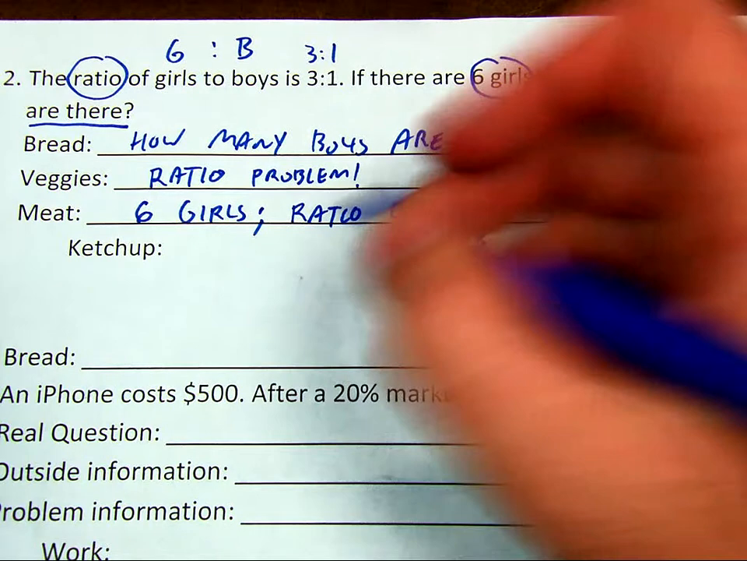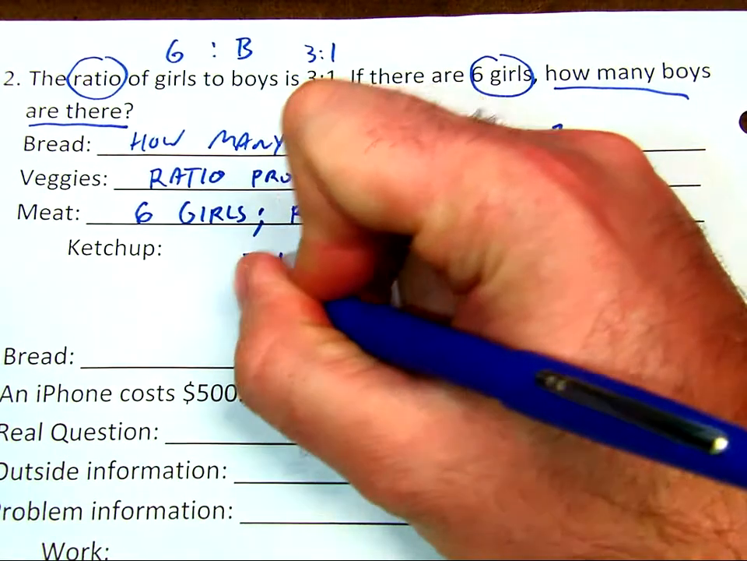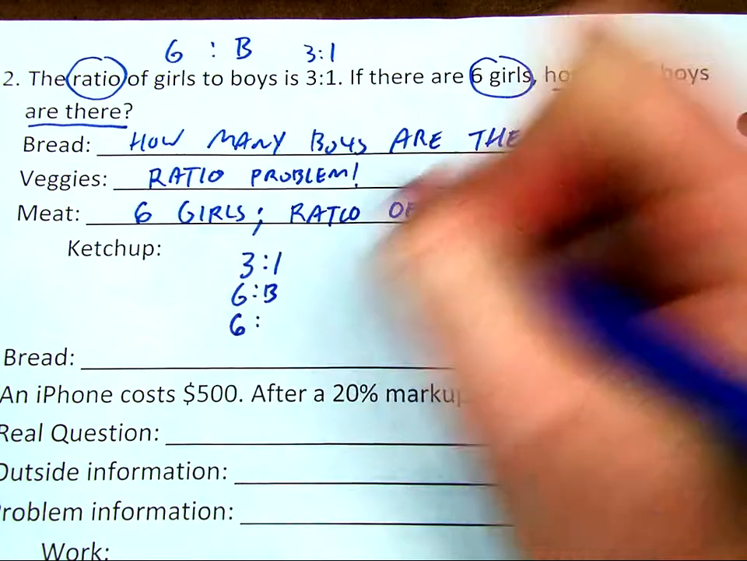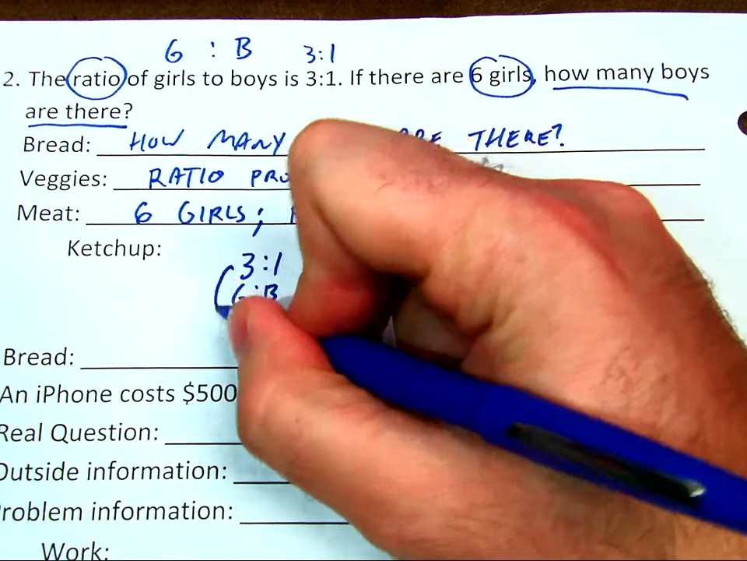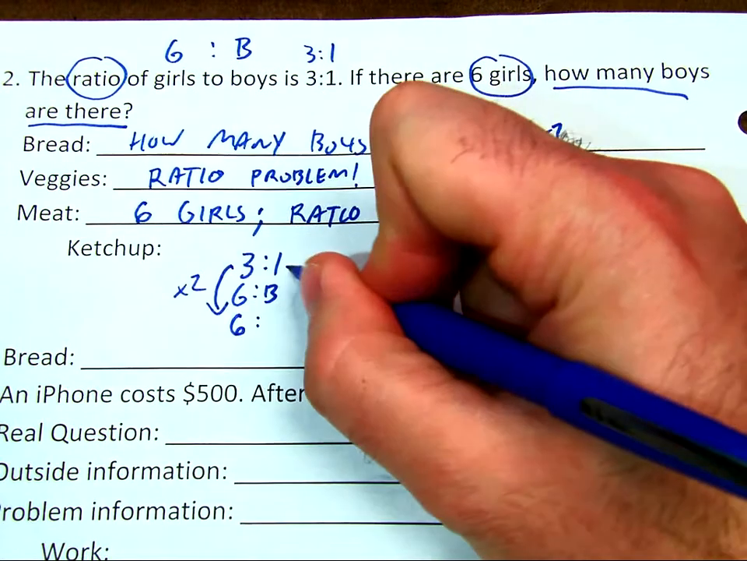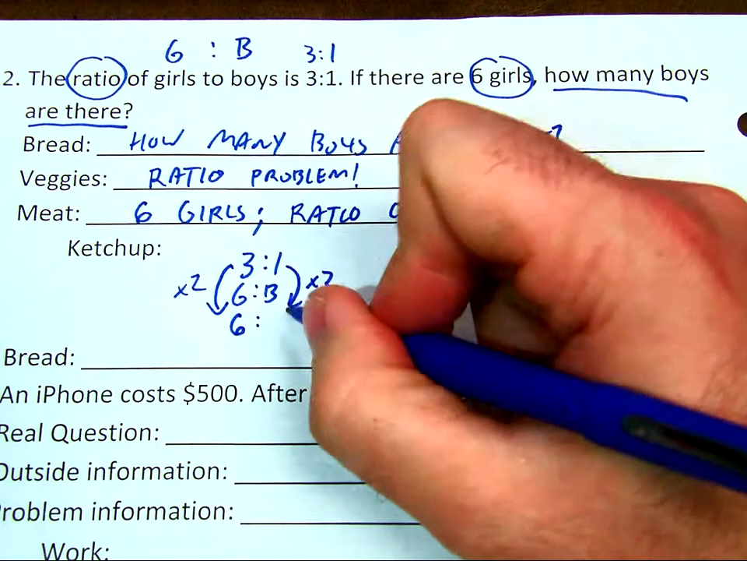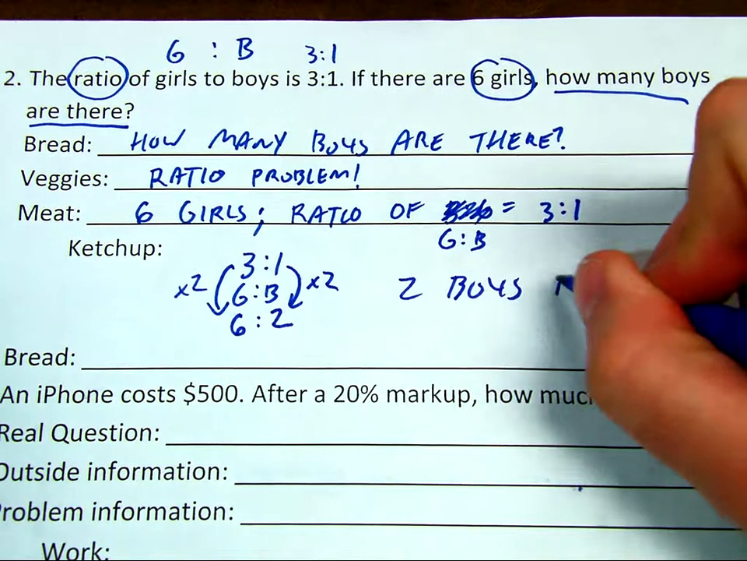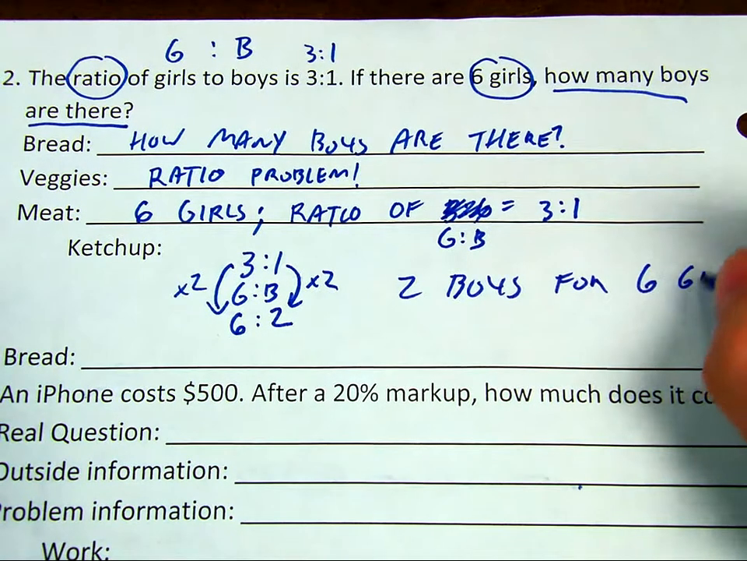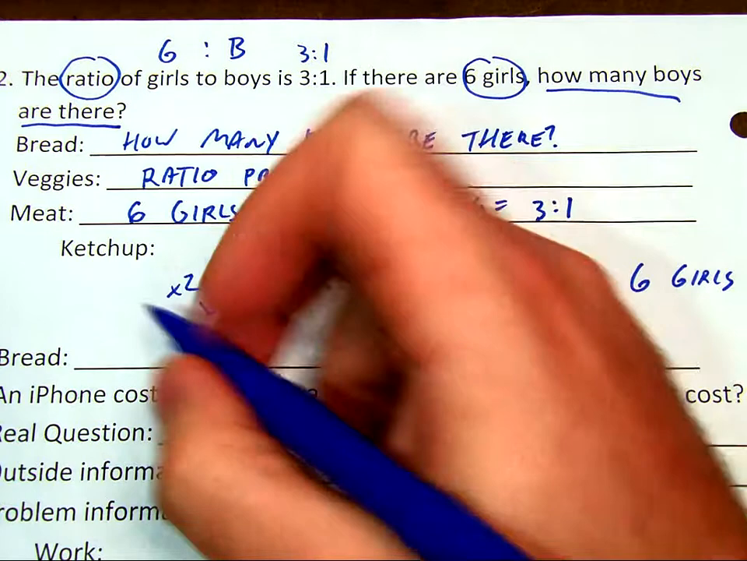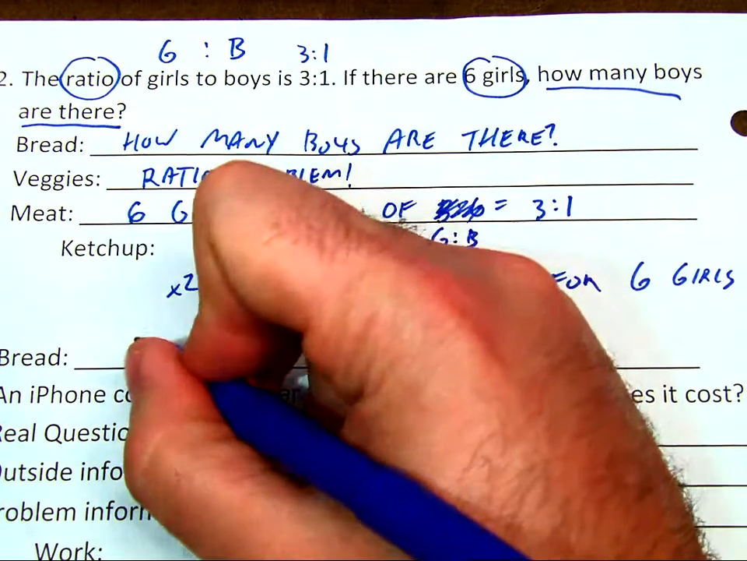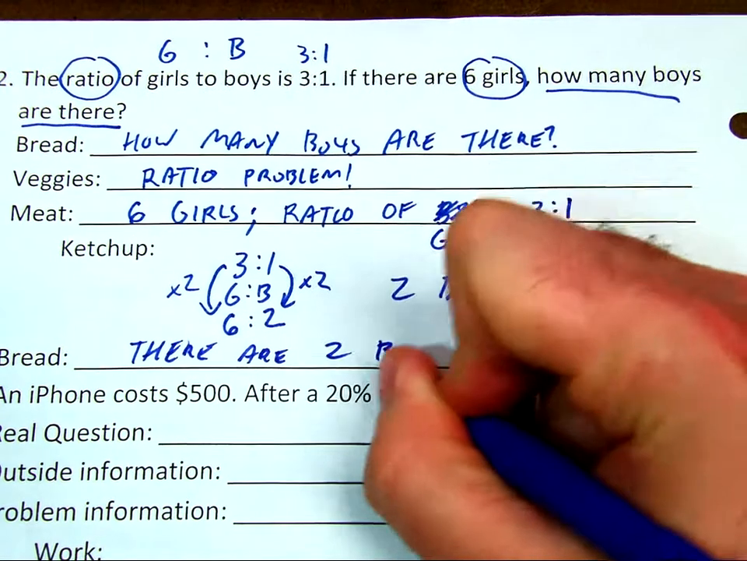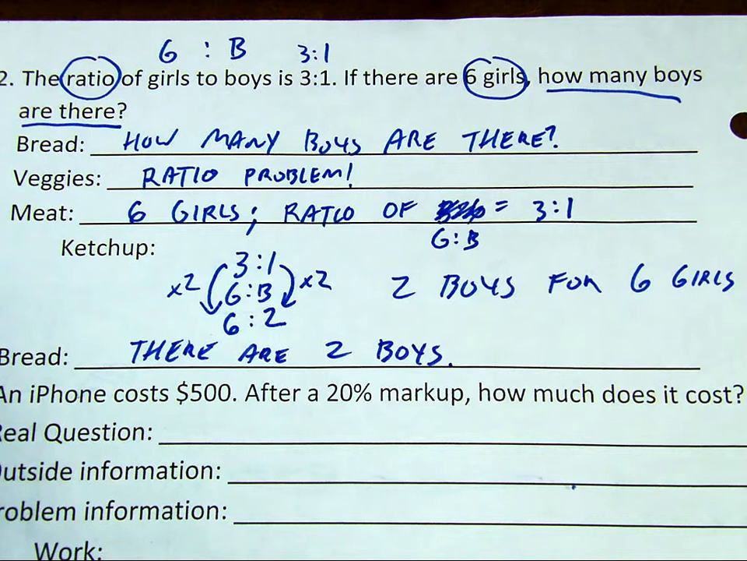Now I do my work. I set my ratio 3 to 1, girls to boys. I have 6 girls. How many boys do I have? I'm going from 3 to 6, so that's going to be times 2. So I have to make these match. Times 2. 1 times 2 will be 2. I will have 2 boys for 6 girls. So my answer, my bread, will be there are 2 boys. That's how we do this kind of thing.